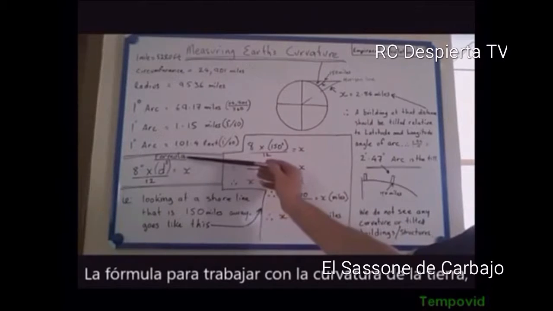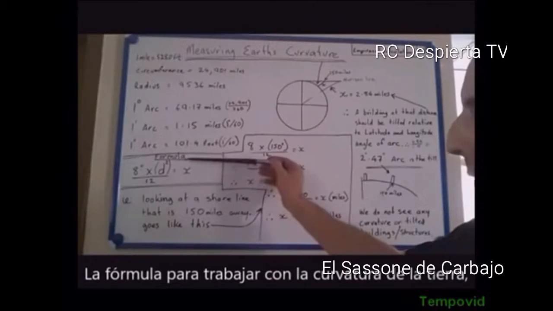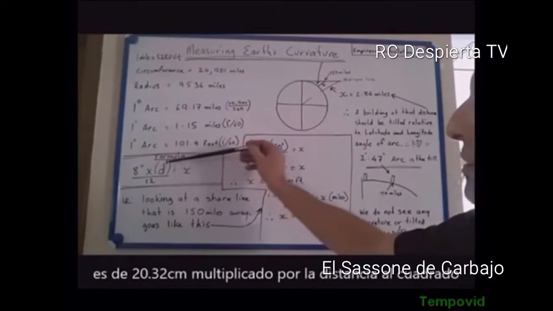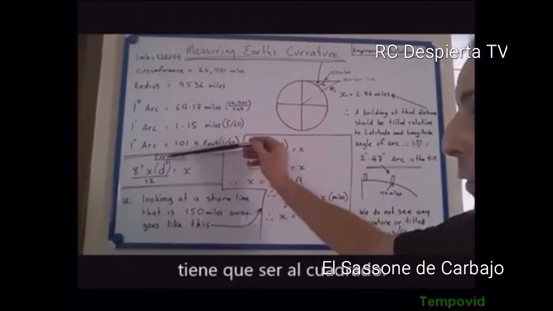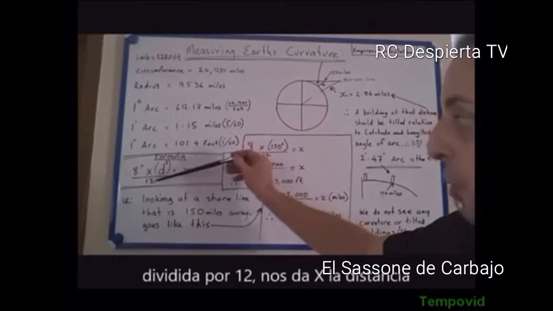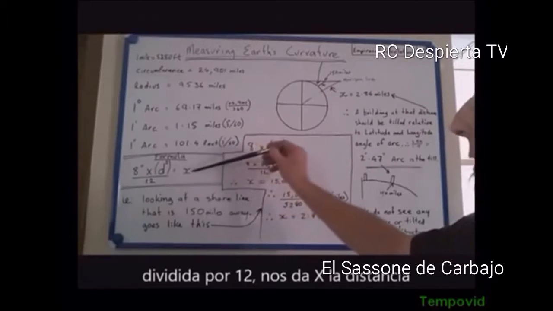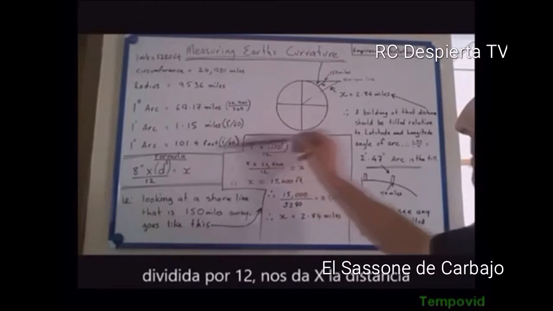The formula for working out the curvature of the Earth is 8 inches multiplied by the distance squared. It must be squared. Divided by 12 to give us feet, and that will equal our distance.